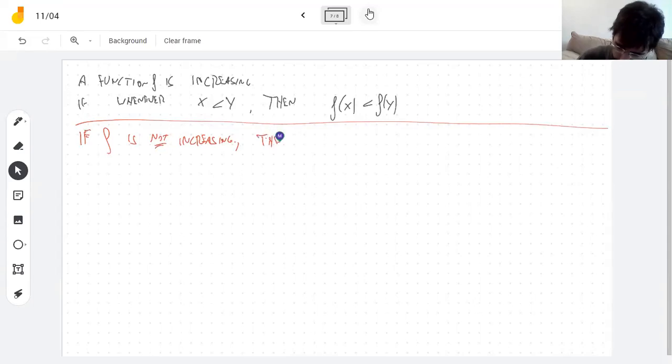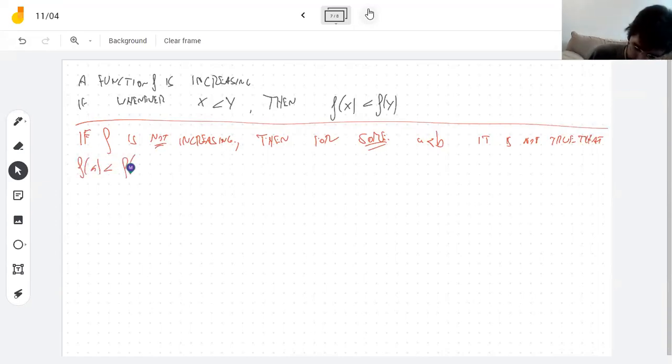Then for some, let's say A and B, with one bigger than the other, it is not true that F of A is smaller than F of B. In other words, if it's not true that the first is smaller than the second, it must be larger than or equal to the second.